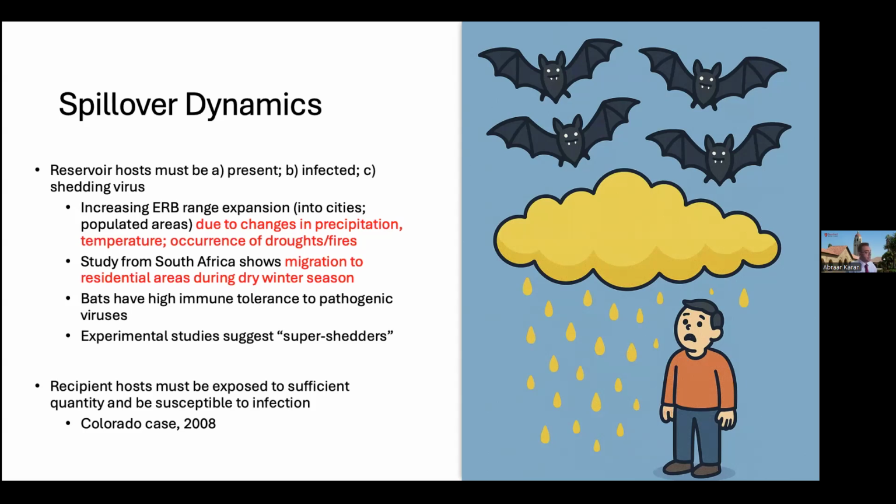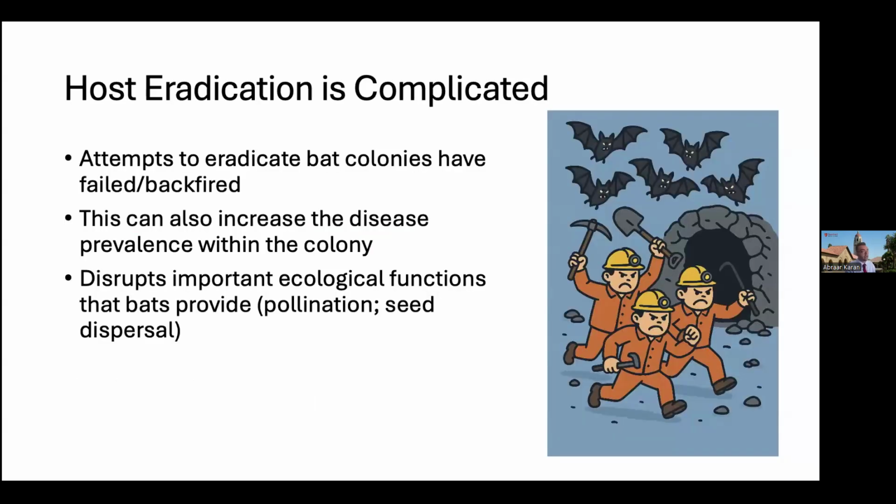Now, the other part of spillover dynamics is actually your host. So your recipient host must be exposed to enough infection and must be susceptible such that they can get sick. So in the Colorado case, the woman that got infected was on a tour of these caves. She was the only one that got infected, and she was the only one that actually touched a rock that had bat guano on it and then brought that near her face. Nobody else got infected, so she got exposed to enough of the inoculum.